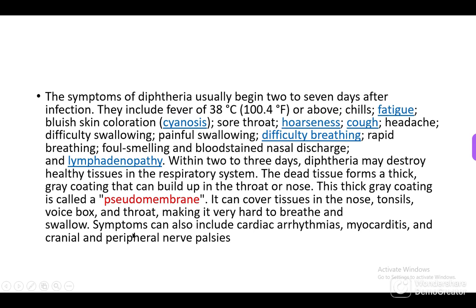It can cover tissues in the nose, remember, tonsils, larynx, and throat, making it very hard to breathe. That is swelling so much. And because the posterior pharynx is involved, very near to the esophagus, it is a painful swelling. You know that this is odynophagia. Symptoms can also include cardiac dysrhythmias, which is a subject of mine actually. Myocarditis, leading to dilated cardiomyopathy, and the cranial and the peripheral palsies.